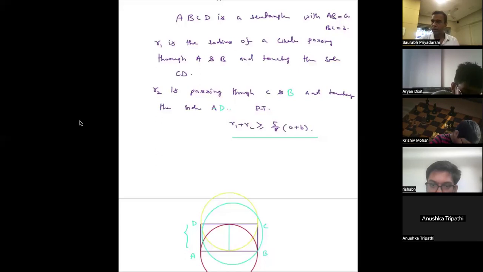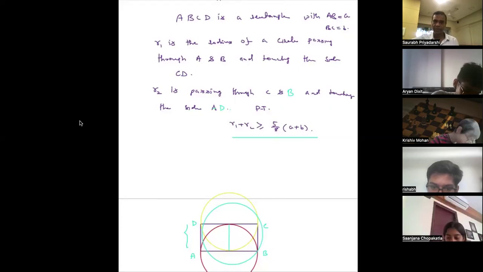The third circle is passing through the points B and C and touching the side AD. Okay, Sanjana? Yes. Both are symmetric in form, right? May I start? Sir, 2 minutes.